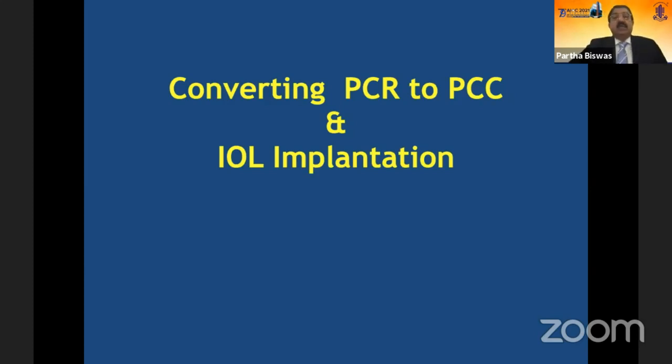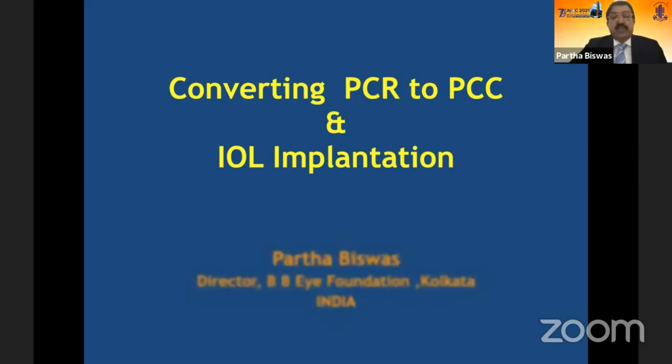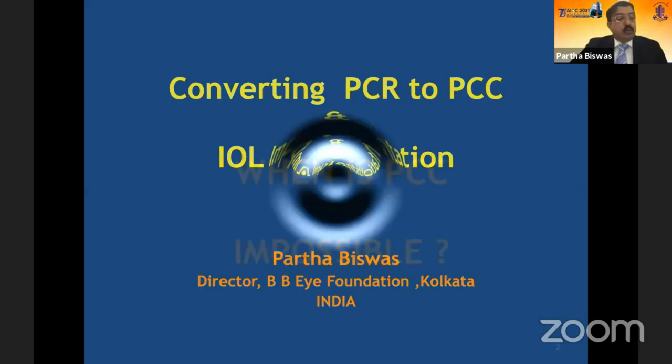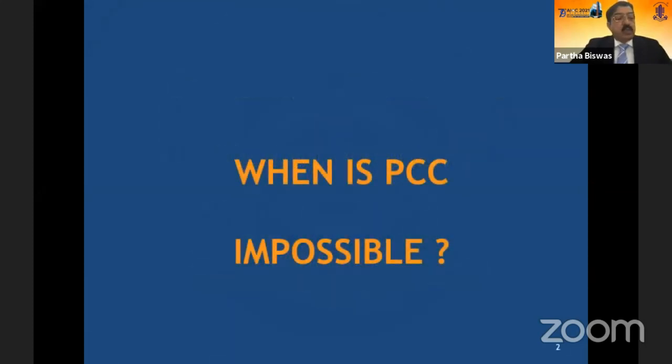It is about PCR, how to manage a PCR, and intraocular lens implantation. So all is actually not lost. And if all is not lost, how do we go about it? What do we do when we encounter a PCR and a PCC is impossible?